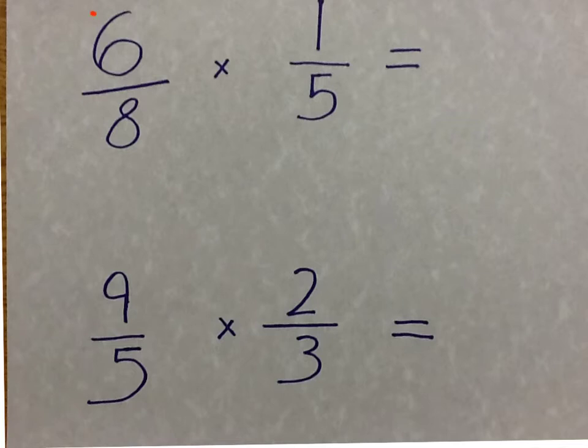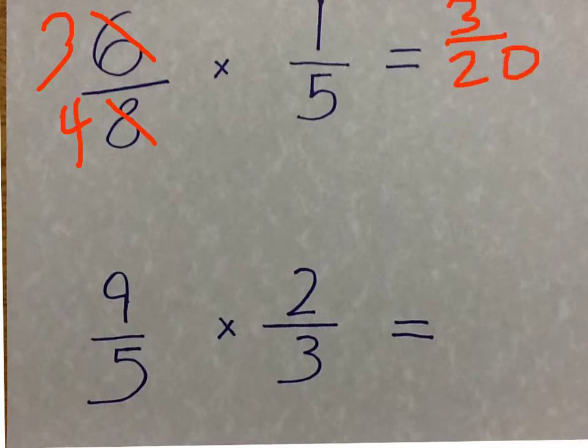So 6 divided by 2 gives you a 3, and then the 8 divided by 2 gives you a 4. And you reduce it as much as you can, so now you just cross multiply. You get a 3 on the top and a 20 on the bottom, and that's your answer for that one.